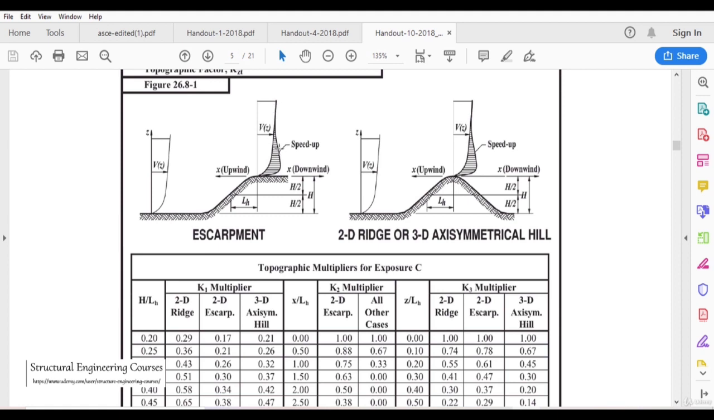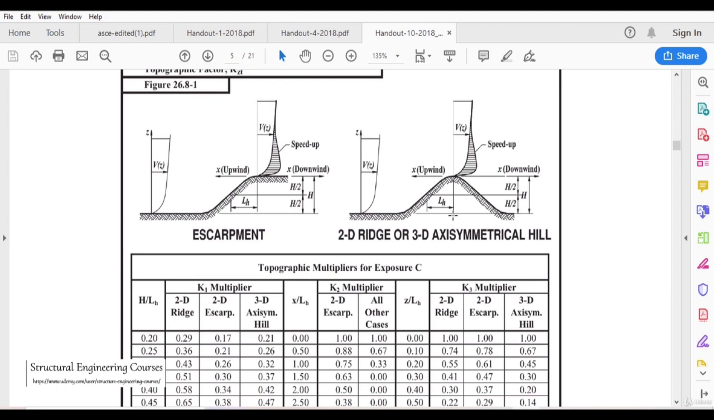So this is the H that we are talking about. This is the height of the valley, and here we can see H by LH, that is this region here. When we are talking about the X by LH value, we are talking about from this point to this value here. And when we are talking about Z by LH, we are talking about this value by this value.